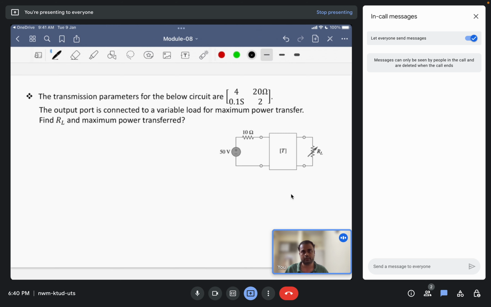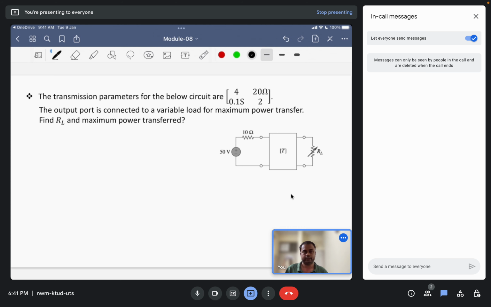So let us move on. These are the transmission parameters. We have to calculate the transmission parameters, that are the ABCD parameters. The transmission parameters for the below circuit are given. The output port is connected to a variable load for maximum power transfer. Find RL and the maximum power transfer. So these two values we have to calculate.